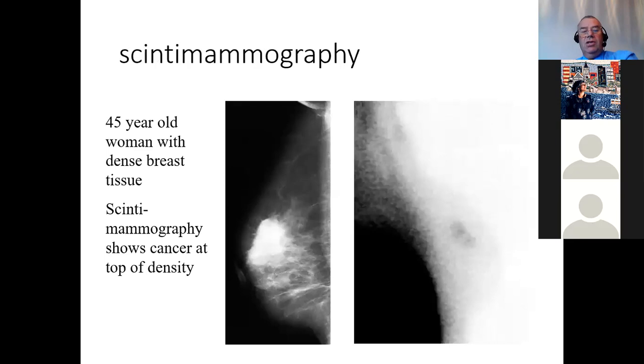This is another patient, a 45-year-old woman with very dense breast tissue, and you can see how dense it is. Here we have the sentinel mammography, and again, this is the area where the tumor is. You can't see anything on the mammogram at all, but here you can see very clearly the abnormal uptake of MIBI.